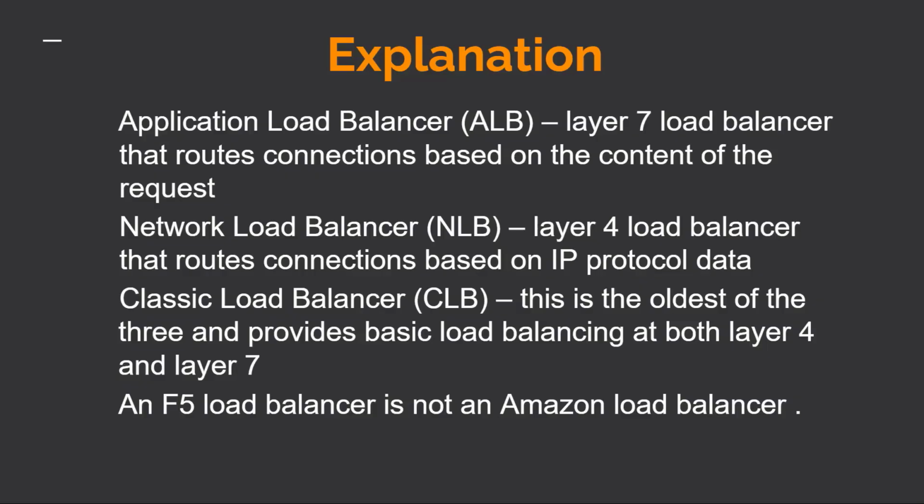Explanation. Application Load Balancer, ALB, is a Layer 7 load balancer that routes connections based on the content of the request. Network Load Balancer, NLB, is a Layer 4 load balancer that routes connections based on IP protocol data. Classic Load Balancer, CLB, is the oldest of the three and provides basic load balancing at both Layer 4 and Layer 7, and F5 Load Balancer is not an Amazon load balancer.